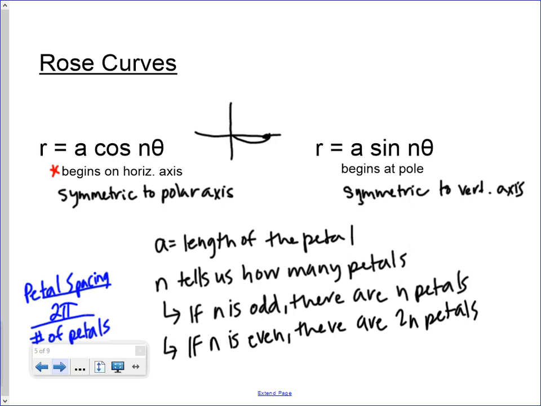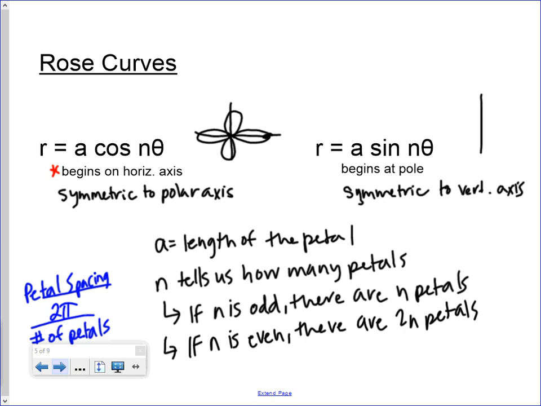I can't go back and make that petal, otherwise I have to retrace my steps, so I have to do a different petal now. So I have 1 cross, 2 cross, 3 cross, 4 cross, final shape. So I crossed the polar axis 4 times and I had 4 petals. So we could say that the number of times we crossed the polar axis was equal to the number of petals that we had.